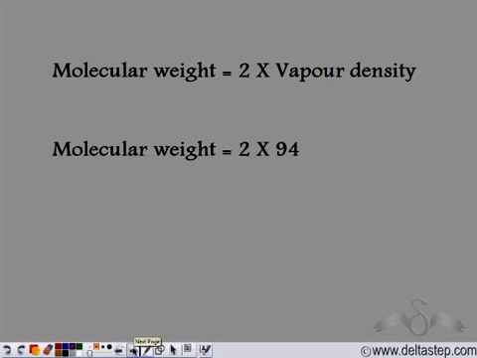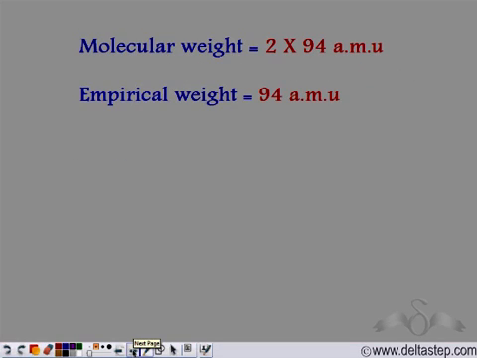Now, we know that the molecular weight of any compound can be calculated by doubling its vapor density. So the molecular weight is twice the vapor density. In the question, we are given that the vapor density of the compound is 94. So from this, we can get the molecular weight of the compound. So the molecular weight becomes 2 times the vapor density, that is 2 times 94. And we have already calculated the empirical formula weight. So we now know that the empirical formula weight from the formula CH2Br is 94, and the molecular weight we can leave in this form itself, that is 2 into 94 atomic mass unit.